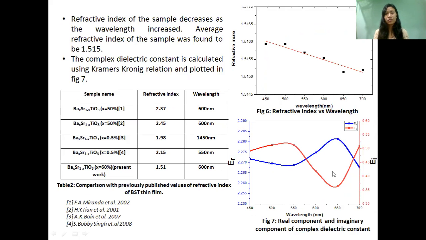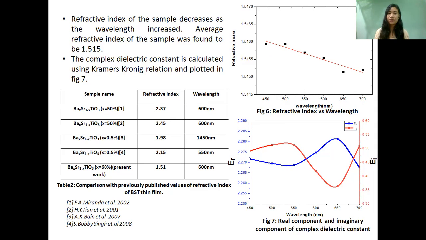The refractive index of the prepared sample is calculated by using the Swanepoel envelope method, and the variation of refractive index as a function of wavelength is given in figure number 6. From this plot, we can see that the refractive index decreases with increase in wavelength, and the average refractive index of the sample is found to be around 1.515.